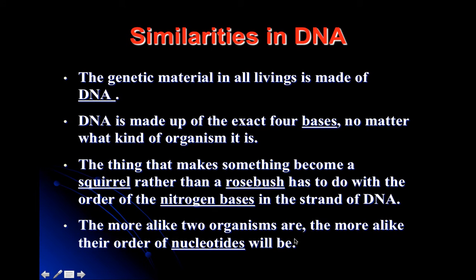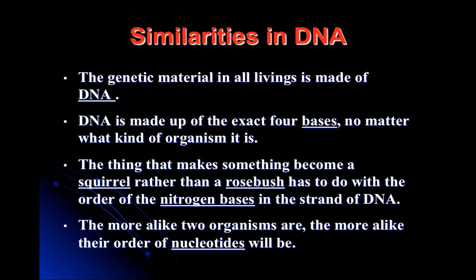Similarities in DNA. The genetic material in all living things is made of DNA. So it's what we have in common among all organisms. DNA is made up of the exact 4 bases no matter what kind of organism it is. The thing that makes something become a squirrel rather than a rosebush, or a person rather than a rosebush or a squirrel, has to do with the order of the nitrogen bases in the strand of DNA.